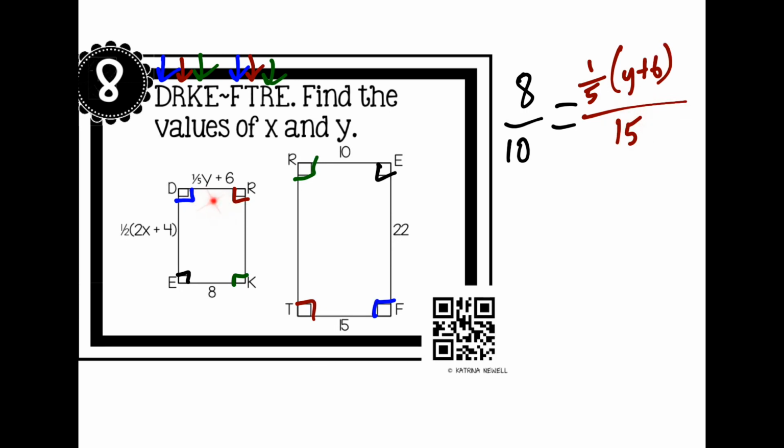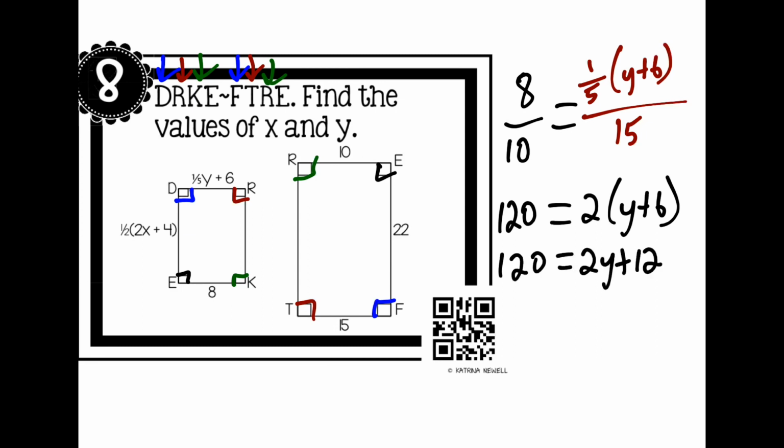So I'm going to match between blue and red and between blue and red. I match these up from up here. Again, when I cross multiply, 10 times 1/5 is 2. Don't forget to distribute to both terms. And my final answer will be 54.